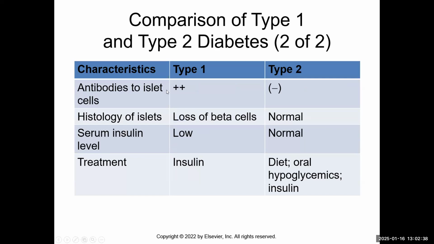Antibodies, you will have those antibodies to the islet cells in type 1. You will not have them in type 2. It says here serum insulin level is low in type 1 because, again, of the antibodies. It says normal in type 2. Initially it would be normal, but as it goes on, the insulin level drops because of damage to the pancreas and overworking the pancreas. For treatment, type 1s have to have insulin. They're usually on an insulin pump. Type 2s, you can correct it with diet, exercise, oral hypoglycemics, things like that. You just have to be very careful.